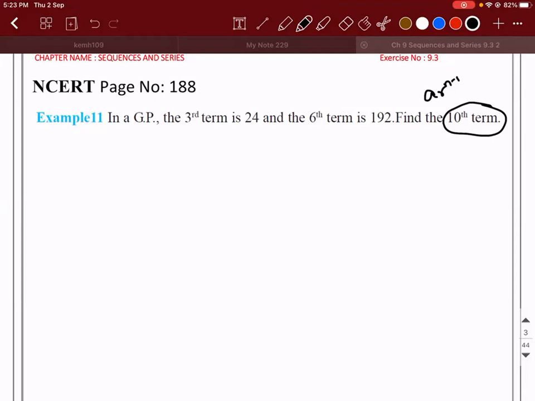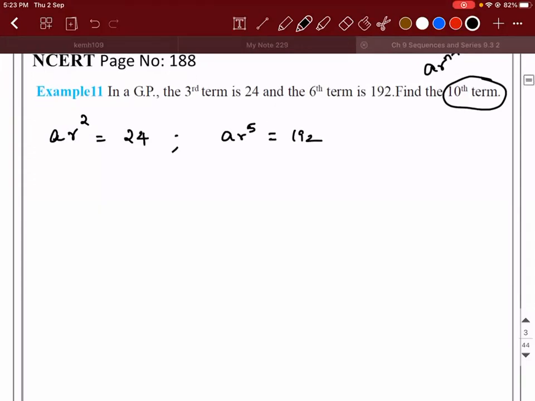Have they given you 2 conditions? Yes. Third term and sixth term. They have given you 2 conditions, right? So let the first term be A, common ratio be R. So what is the third term, guys? AR square. With the hope that you guys have understood, I wrote it directly. AR power n minus 1, n is 3, AR square is equal to 24. Similarly, AR power 5 is 192. So A I want to eliminate. So I will divide AR power 5 with AR square. That will be 192 divided by 24. A and A are gone. R cube. So R cube is equal to 192 by 24.